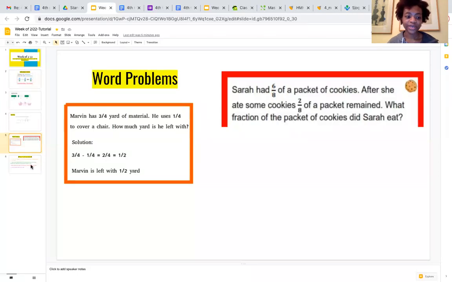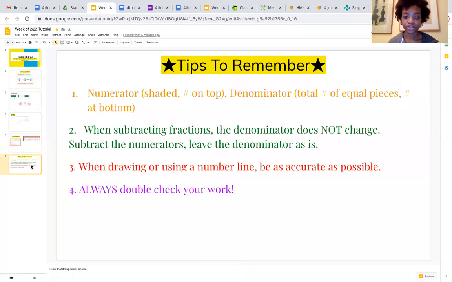So as always, I hope that this was useful. Here are some tips to remember. The numerator is the number at the top. The denominator is the total number of equal pieces, and it's the number at the bottom. When we subtract fractions, the denominator, just like when we add fractions, does not change. We're just going to subtract the numerators.